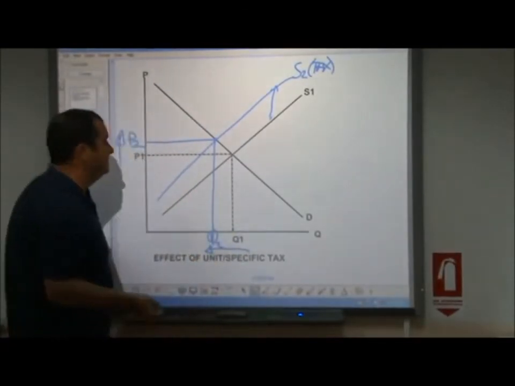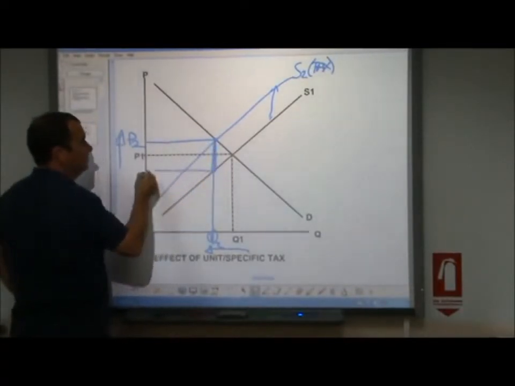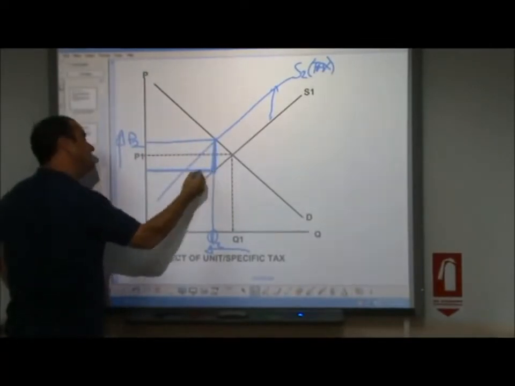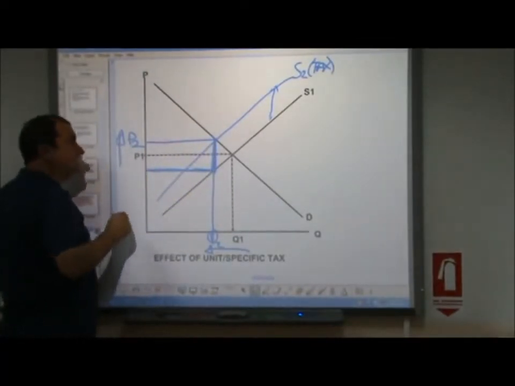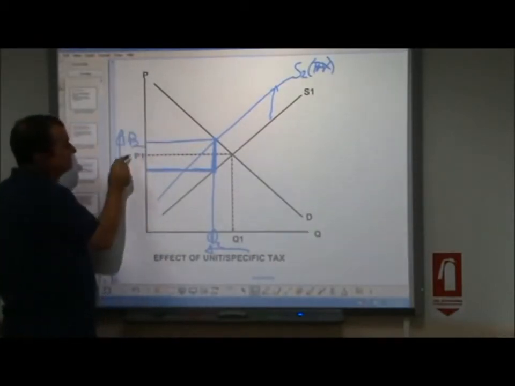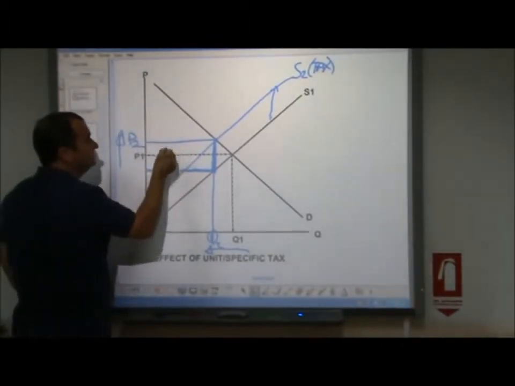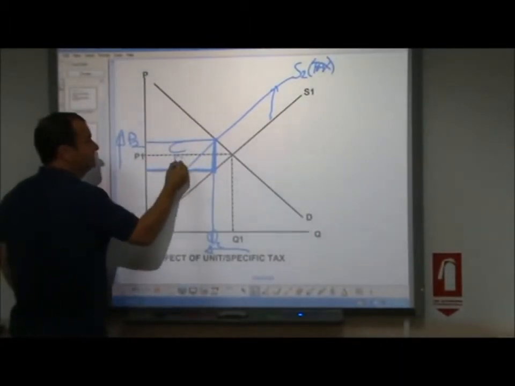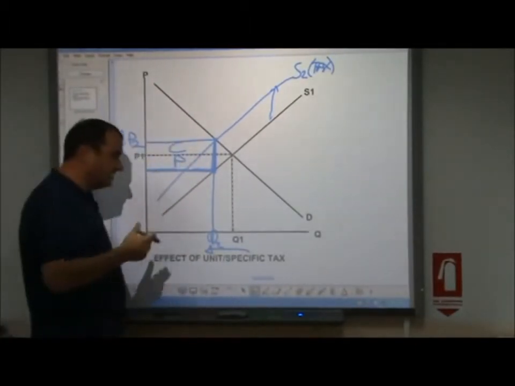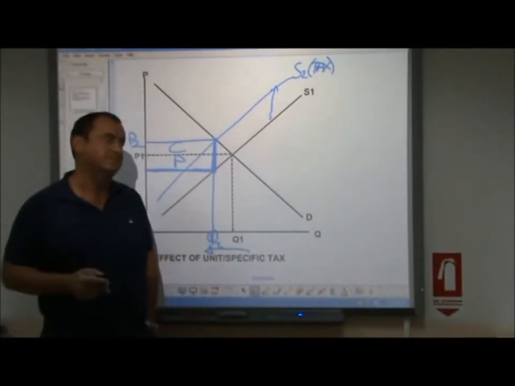In fact, if that is the tax per unit, and this is the amount now being sold, the tax per unit multiplied by the quantity being sold is the entire tax revenue for the government. But the consumers have only seen a rise in price of P1 to P2. So this is what the consumers are paying. The rest is being paid by producers. Together is the entire tax revenue for the government, partly paid by consumers, partly paid by producers.